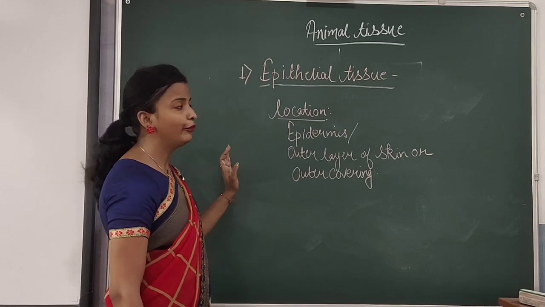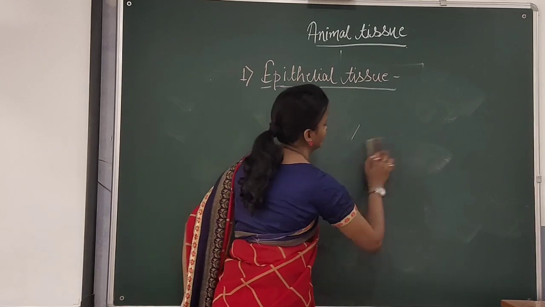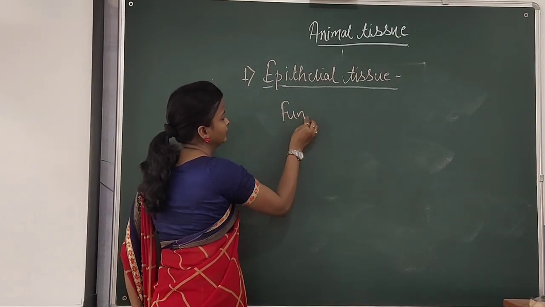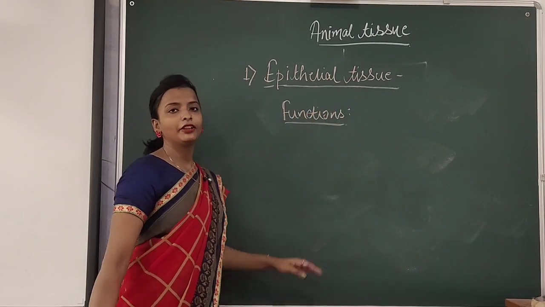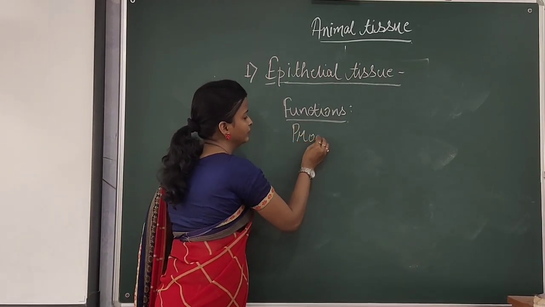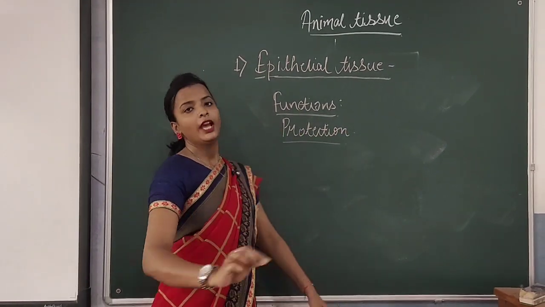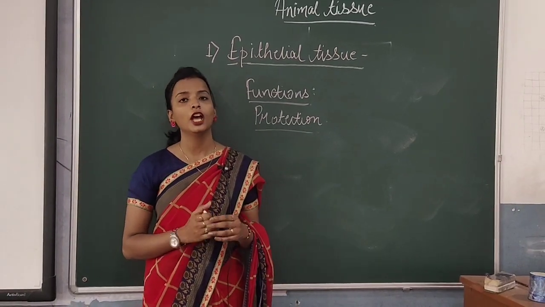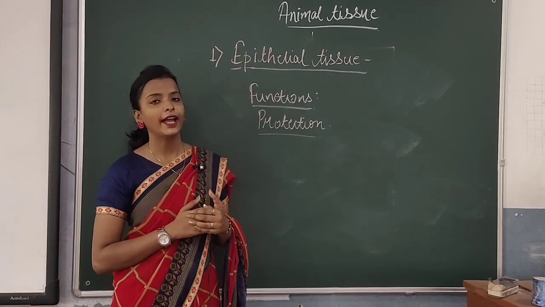Now, when we talk about the function of the epithelial tissue, it acts as protection. So, the first function that it provides is protection. Now, how does it provide protection? You know that in our body so many organs are present, so many blood vessels are present, but the outermost covering of our body is what? Our skin. Now the skin acts as the covering.